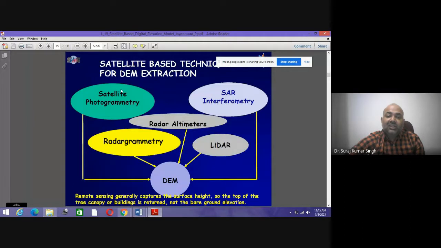Satellite techniques for digital elevation models use satellite photogrammetry, SAR interferometry, radar altimeters, radargrammetry, and lidars. All of these satellite data sets are used to obtain a digital elevation model. Remote sensing data generally captures the surface height, so the top of the tree canopy or the building is returned, not the bare ground elevation.